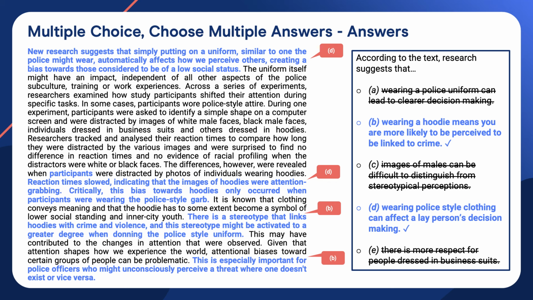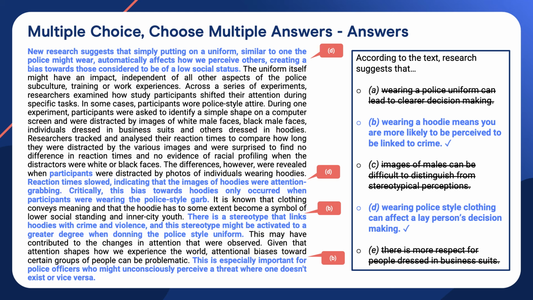All right, how did you go? Let's check the answers now. Okay, so the first answer is B. Let's see why. The answer option says, wearing a hoodie means you are more likely to be perceived to be linked to crime. There are two parts of the text towards the bottom that are critical.